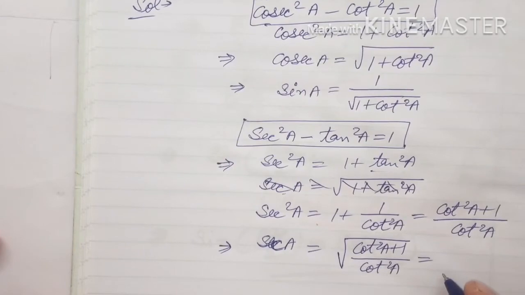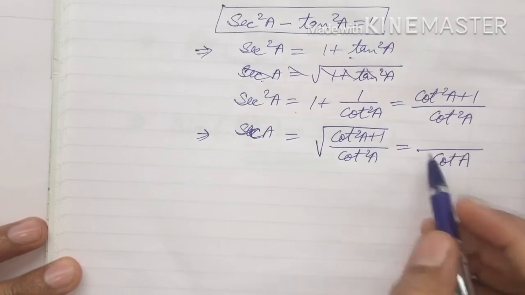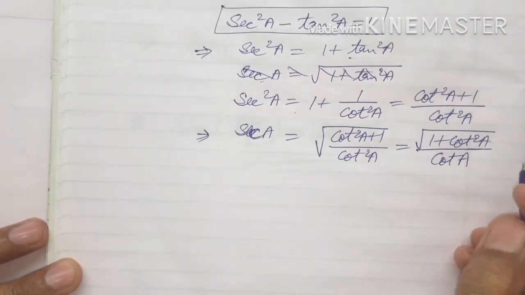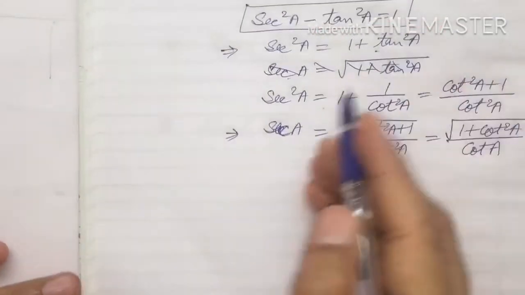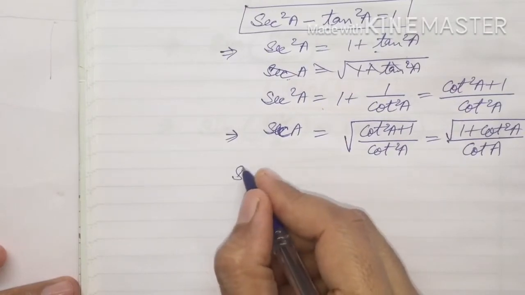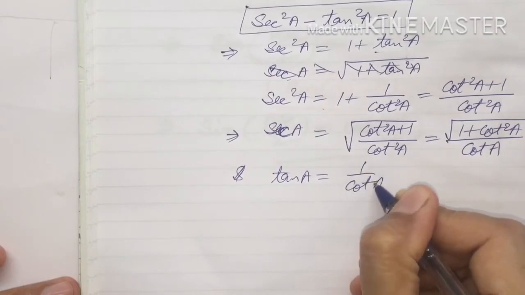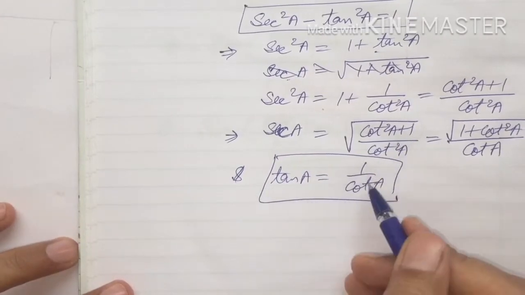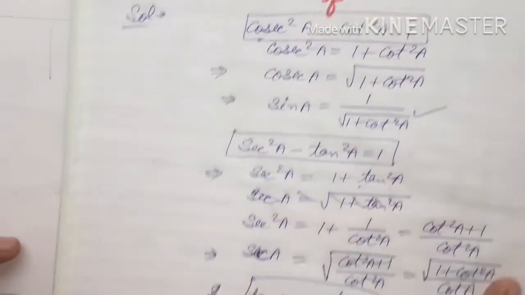The square will cancel the root. So in the denominator cot A will be there, and in the numerator root of 1 plus cot square A will remain the same. So this is the value of secant A. We did it for secant also. Next is the tangent. We have to convert tangent into cot A. This is the simple one. Tan A is equal to 1 upon cot A. We know that this is the reciprocal of tan, so we can write it like so. All three values we found in this question.